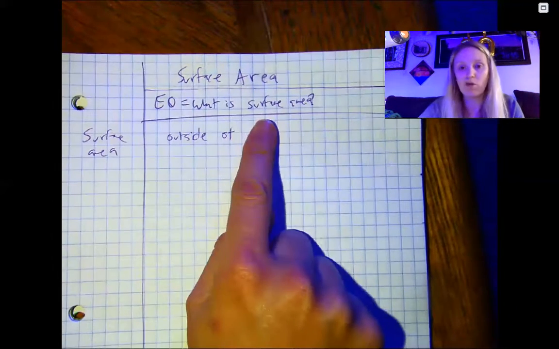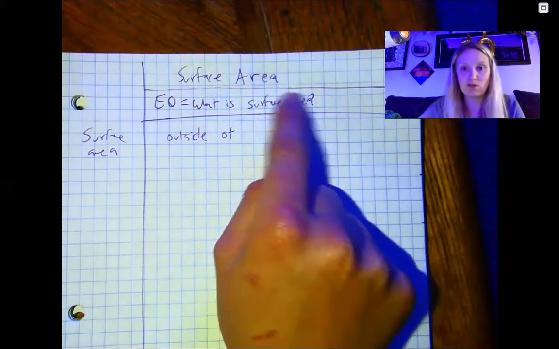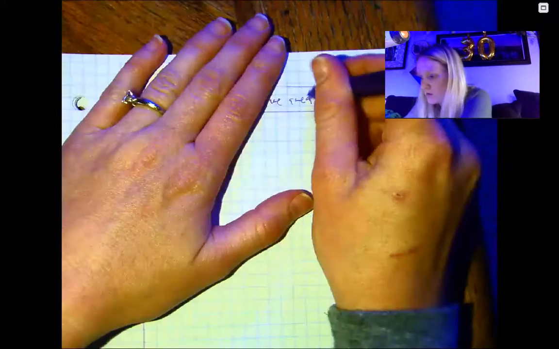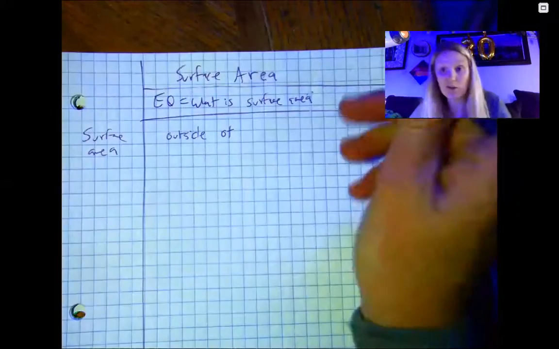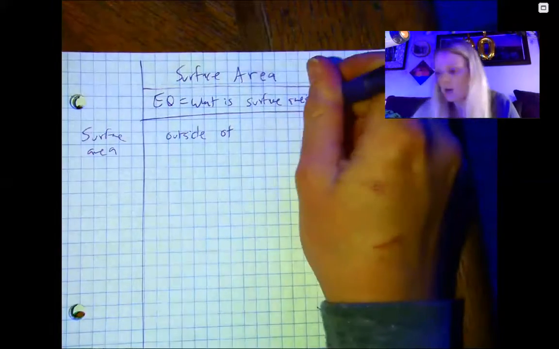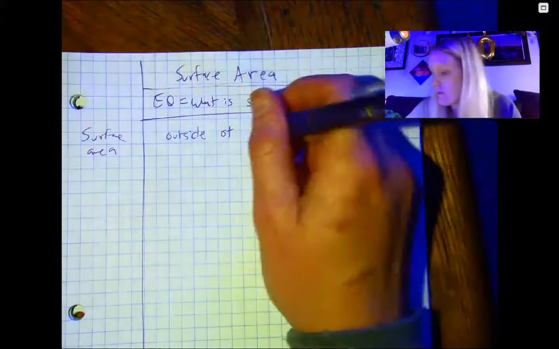Surface area, however, is what we're learning about today. I just spelled it wrong like 10 times, so you kind of missed the funniness of that, since you won't ever get that video. So surface area is the outside of an object.